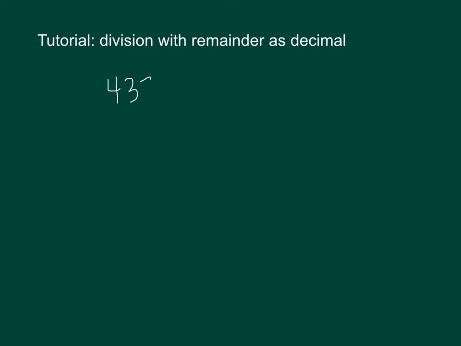433 divided by 5. And this is the we do. Go ahead and copy this down onto your tutorial worksheet. We'll do this one together. So we're going to do 433 divided by 5.